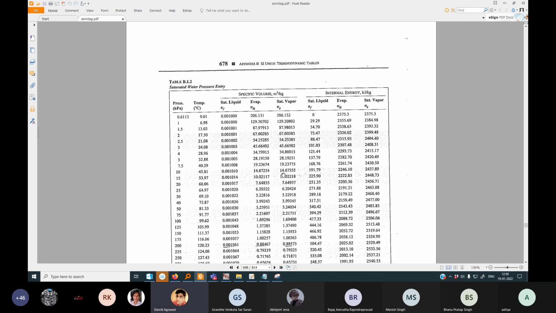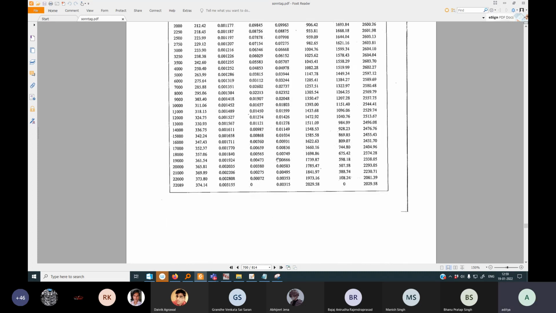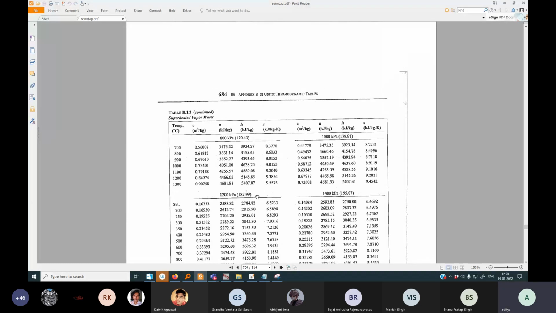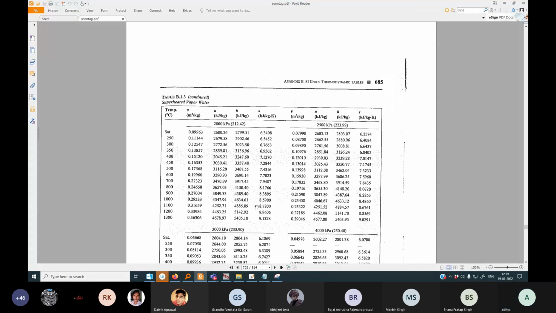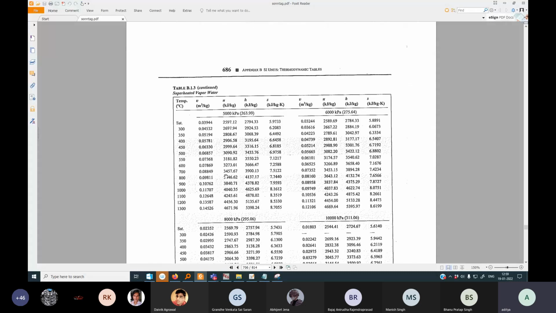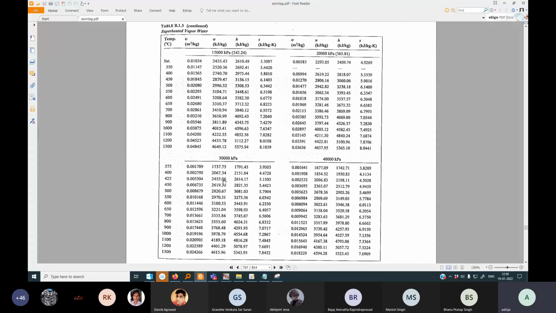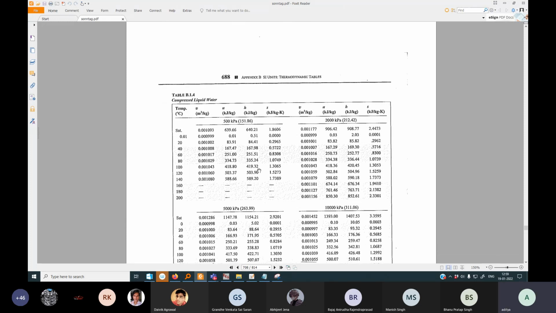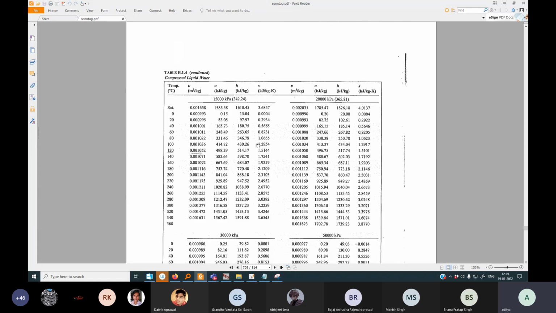Yes, sir. So the last entry of the saturated dome is like the first entry of the superheated vapor. And now you must be thinking, wait, if there is superheated vapor, where's the subcooled liquid? Of course, there will be subcooled liquid as well. So these are still the superheated water vapor tables, and these are the compressed liquid water tables. So these are the subcooled liquid tables.